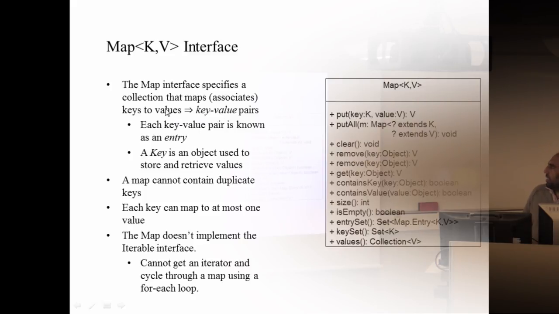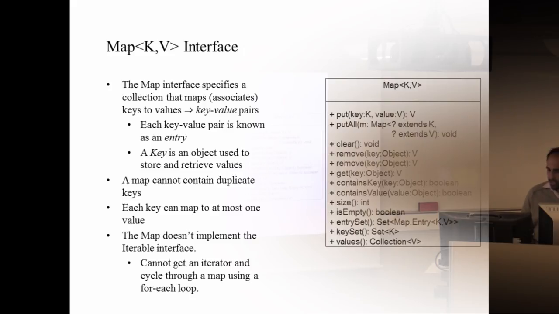And that's why, if you see in the Map declaration, you have this K and V, the two type parameters. K is for the key type and V is for the value type. Each key value pair is known as one entry in a map, and the key object is used to store and retrieve the values. And a map cannot contain duplicate keys. A key can map to at most one value.